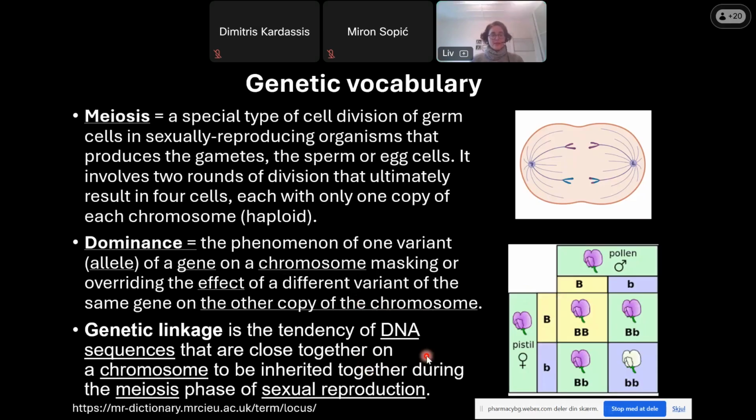And then we have genetic linkage, which is the tendency of DNA sequences that are close together on a chromosome to be inherited together during the meiosis phase of sexual reproduction. I couldn't really find an illustration of that.